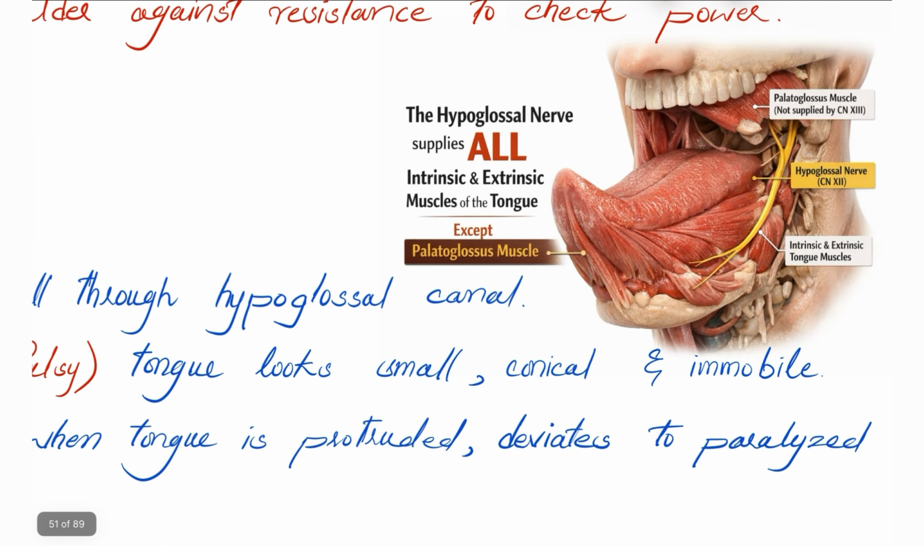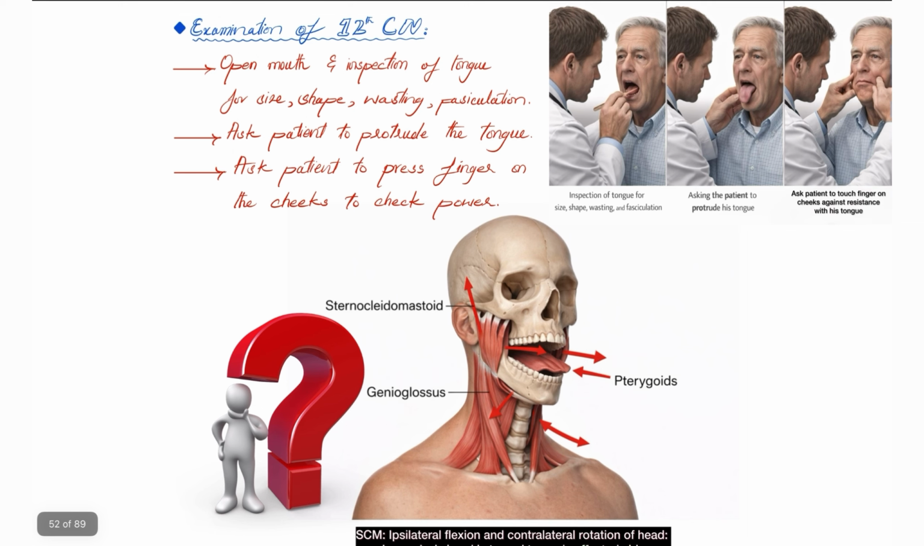So how do you perform the examination of the 12th cranial nerve? Ask the patient to open his mouth and inspect the tongue for its size, shape, wasting, and fasciculation. Ask the patient to protrude his tongue and note any deviation. Ask the patient to place tongue against the cheeks to check the power of the extrinsic muscles of tongue.